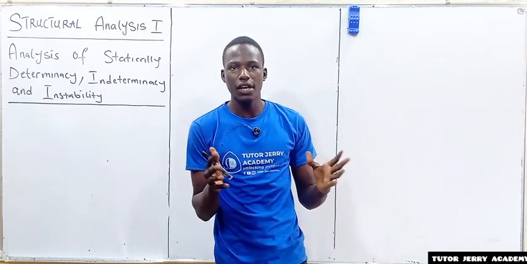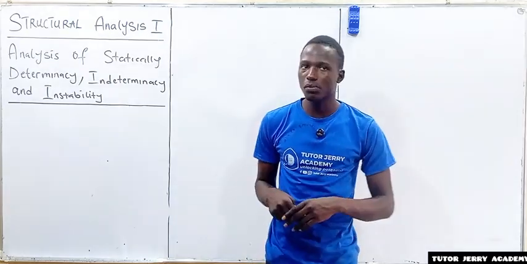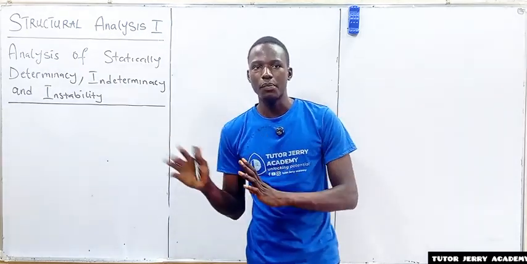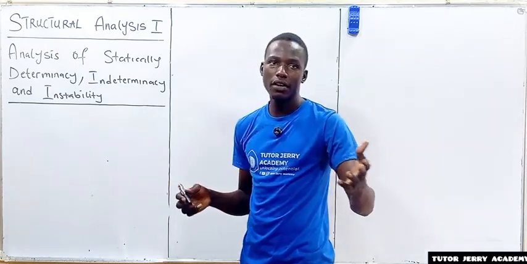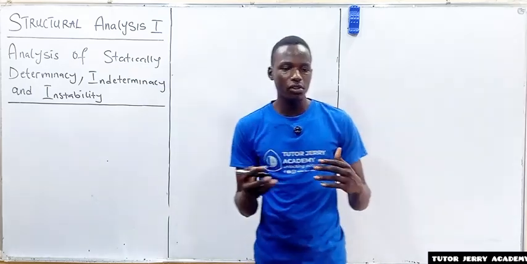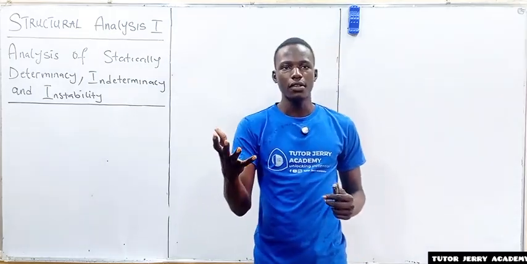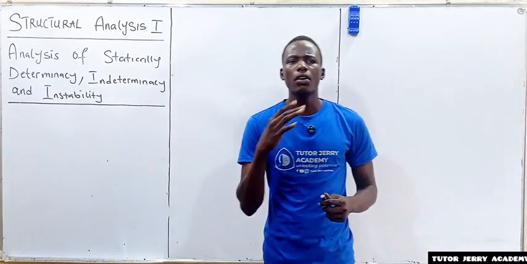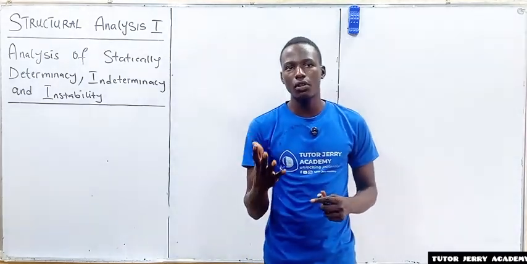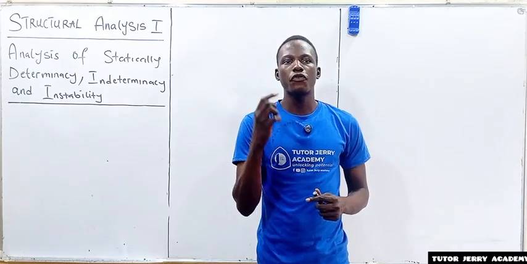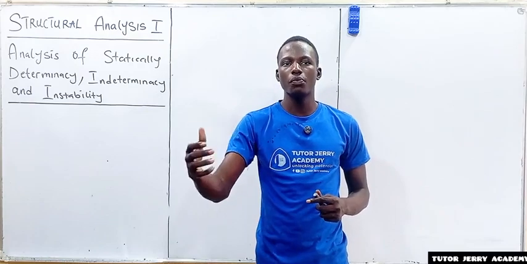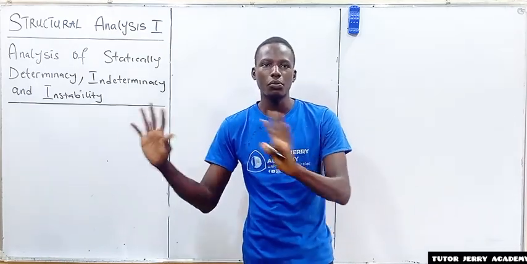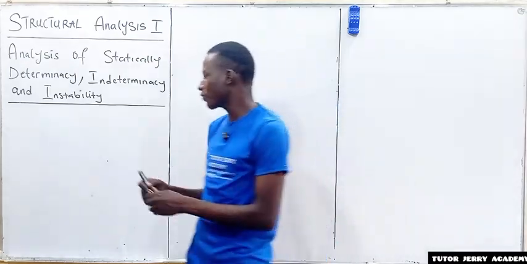We also have the examples. I'm going to be putting down the definitions on the board and also the examples, so follow me as I do that. We can say a statically unstable externally structure is a structure that has fewer supports. That is, a structure whose reactions are not up to 3. All right, so let's rephrase it that way.